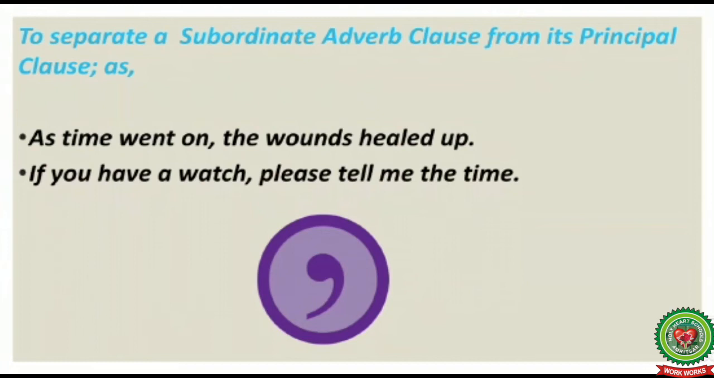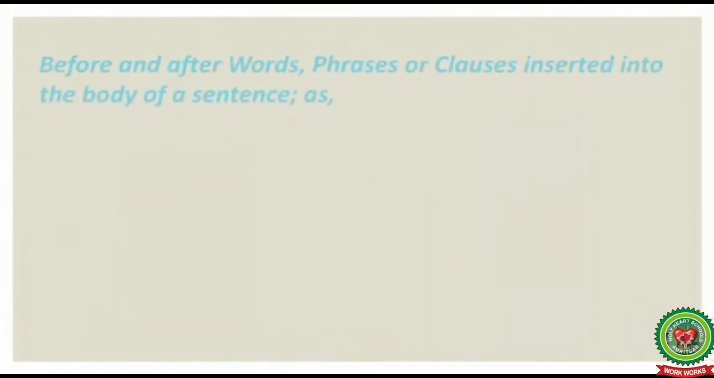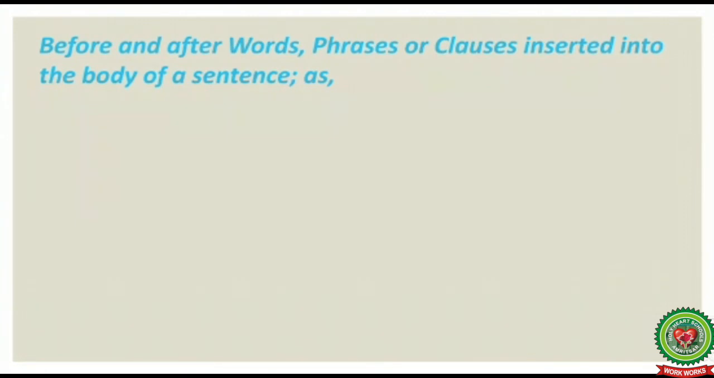Look at the second example. If you have a watch, please tell me the time. Children, in this statement, if you have a watch is a subordinate adverb clause and it is separated with a comma from the principal clause, please tell me the time. Now let us see further.